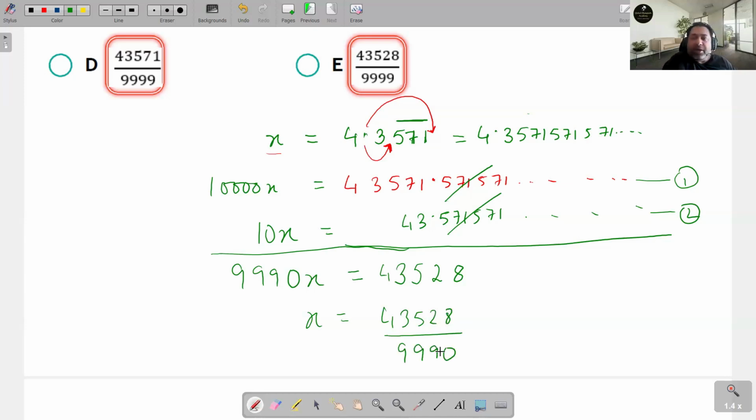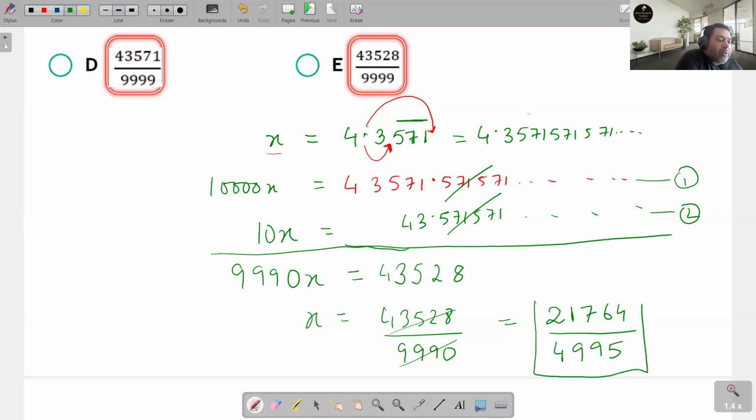9,990. Now both are even numbers, so we can divide them by 2 and we'll get 21764 divided by 4995.